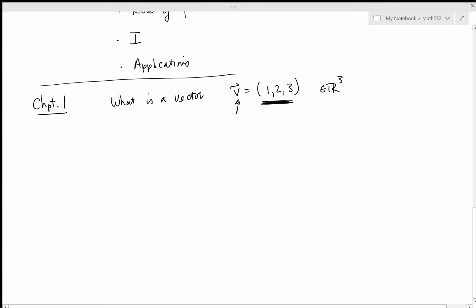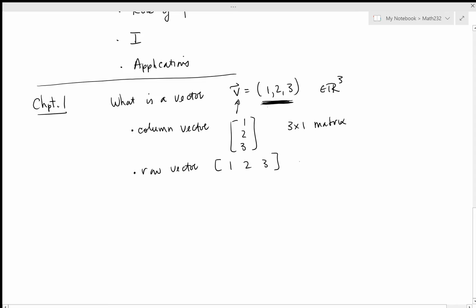And then we also saw that we could take our vector and think of it as a column vector, which would look like this, 1, 2, 3, and we'd be thinking of it as a 3 by 1 matrix. That is a column vector. We also could have a row vector, and then it would look like this, 1, 2, 3. And that is a 1 by 3 matrix.